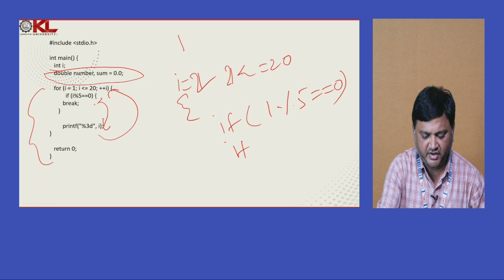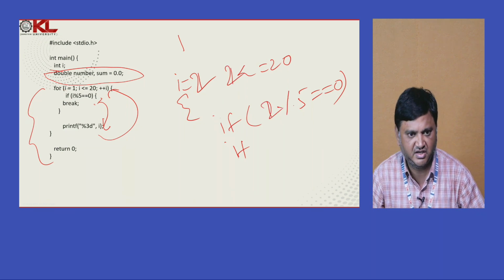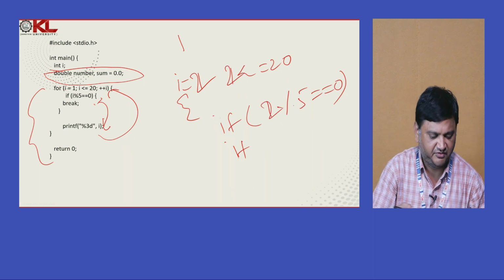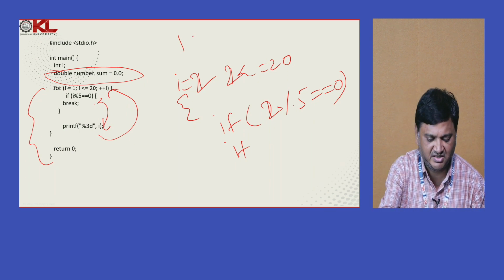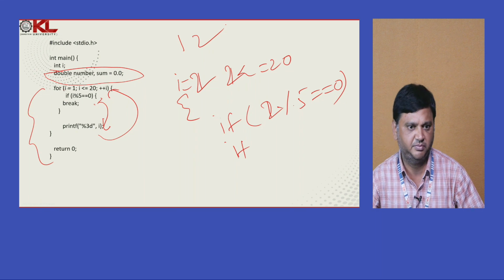Again, i is 2 now. Is 2 less than or equal to 20? Yes. Is 2 modulus 5 equal to 0? No. Again the condition fails. Will I stop my program or will I print the i value? Yes, my dear students, your answer is right. I will print my i value. 2 is printed on the screen.